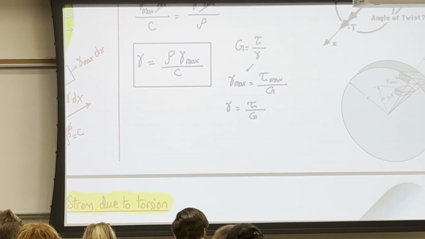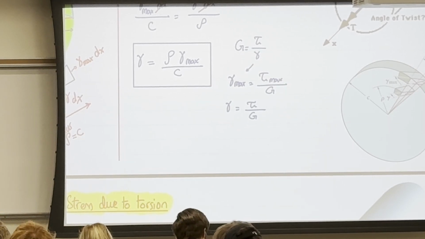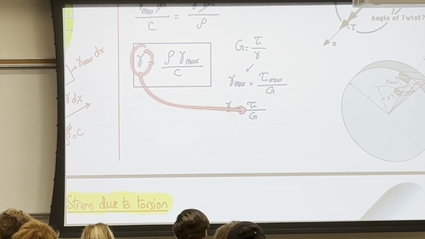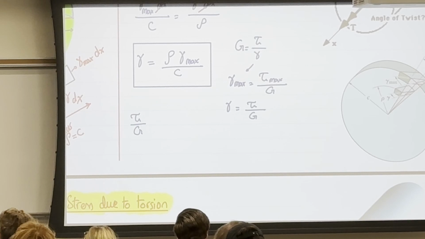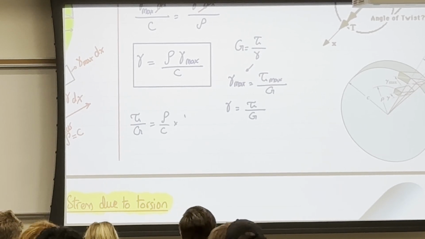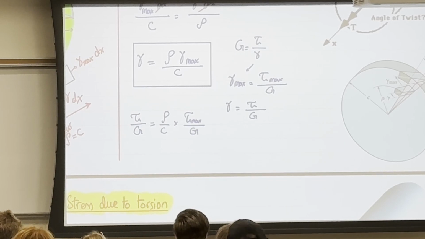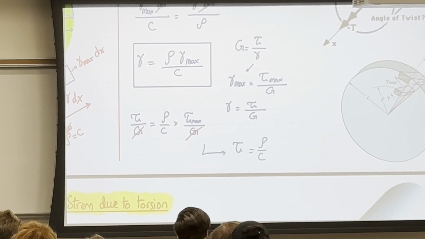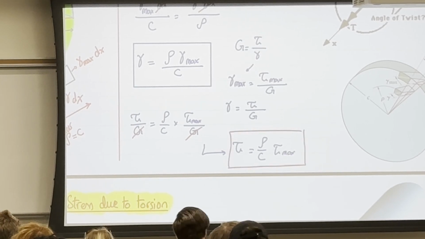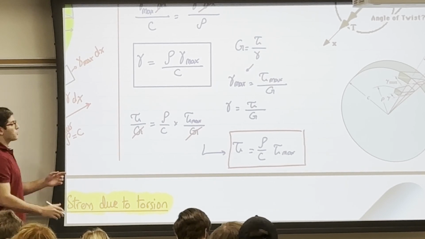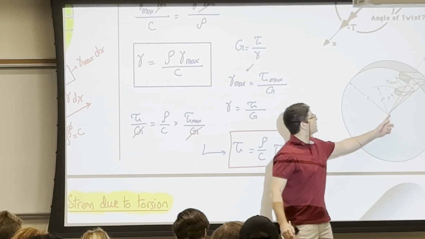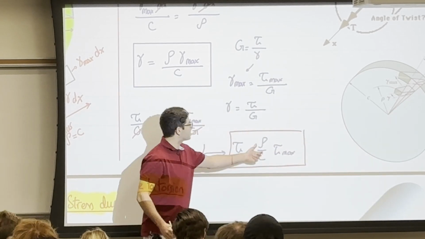So when I plug those back into this equation, I'm going to put tau over G equal to rho over c times tau max over G. I'm going to cancel the G with the G, and I'm going to end up with tau is equal to rho over c times tau max. And this is the equation that I was telling you. This is the relation between the shear stress at any point within the cross-section relative to its radial position.